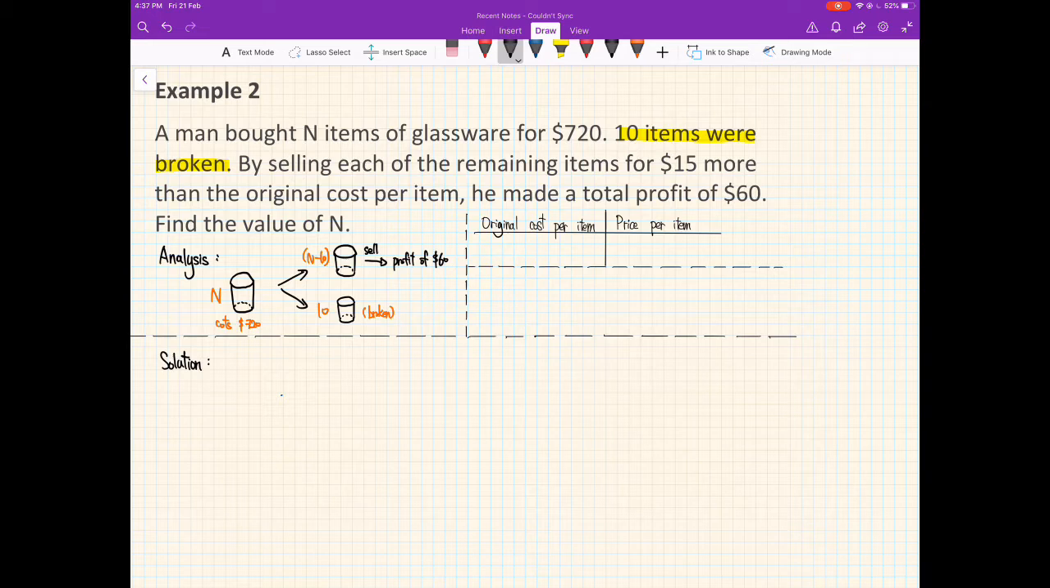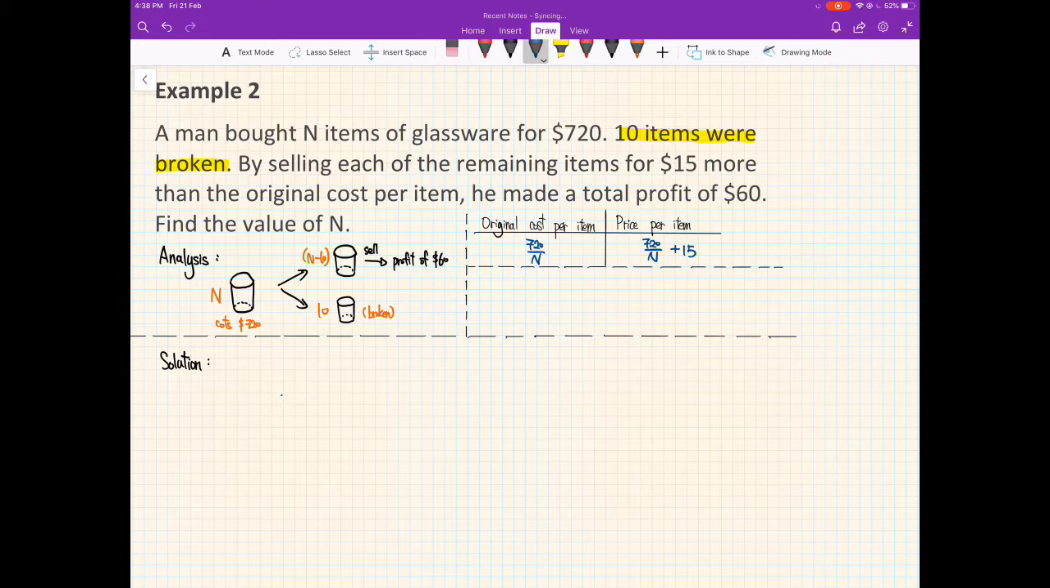First, what is the original cost per item? We know the cost is $720, right? Then the original cost per item will be 720 over n. Please allow me to neglect the dollar sign. Then what is the price per item now? The question says, by selling each of the remaining items for $15 more than the original cost per item. So the price per item will be 720 over n plus 15.